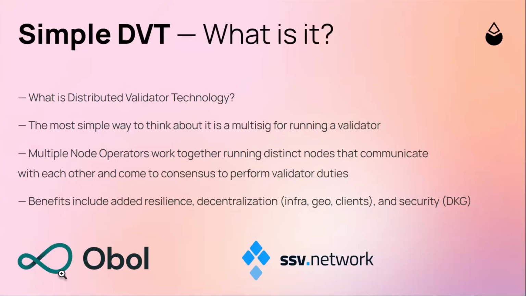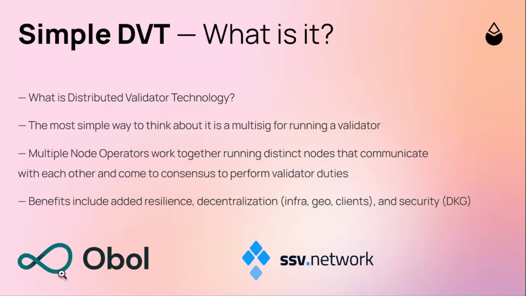Starting at a high level, and I'm not going to spend a ton of time on this, but just to give context for those that don't know what distributed validator technology or DVT is. The best way I like to think about this is basically utilizing almost a multi-sig to run a validator, right? So you have multiple node operators that work together to come to consensus and perform validator duties. And these node operators run distinct nodes that communicate with each other. And so there's a lot of benefits that come from this.